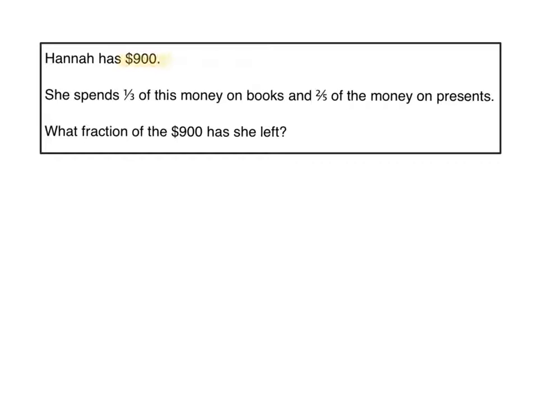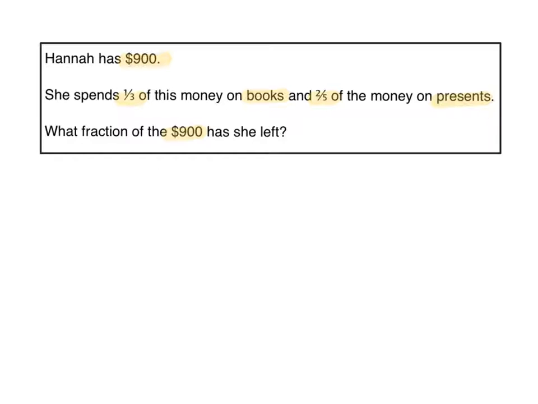Hannah has $900. She spends a third of this money on books and 2/5 of this money on presents. What fraction of the $900 has she left? Okay, so let's have a look at the books first.